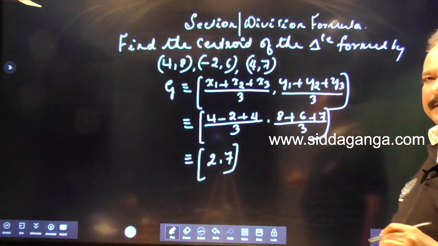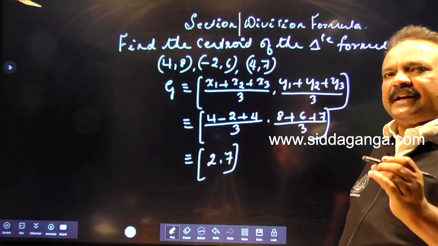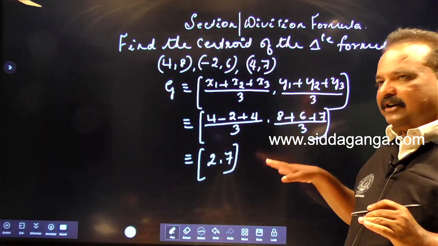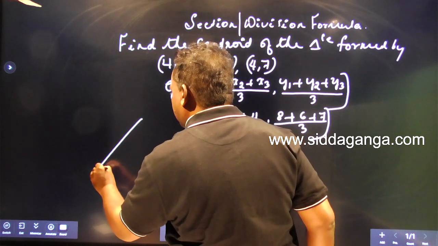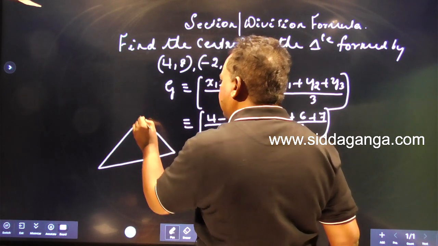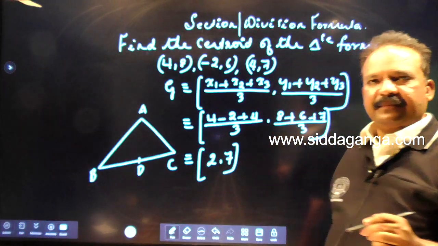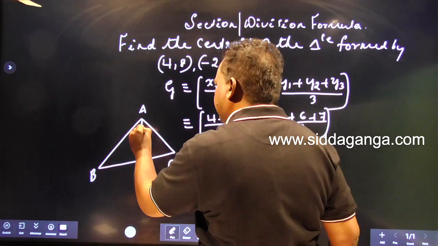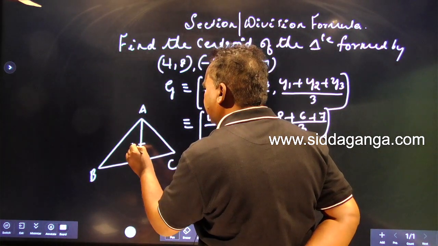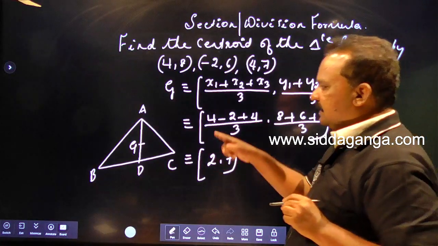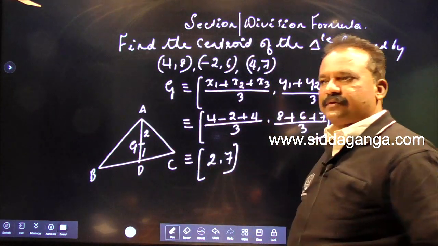So this is the centroid. An important property of the centroid is that it divides a median in the ratio 2:1. You have seen that the centroid is the point of intersection of the medians of a triangle. Now look, ABC is a triangle. What is the midpoint of BC? It is D. Now if you join AD, it becomes a median. On this median we have the centroid G. This centroid divides the median in the ratio 2:1.